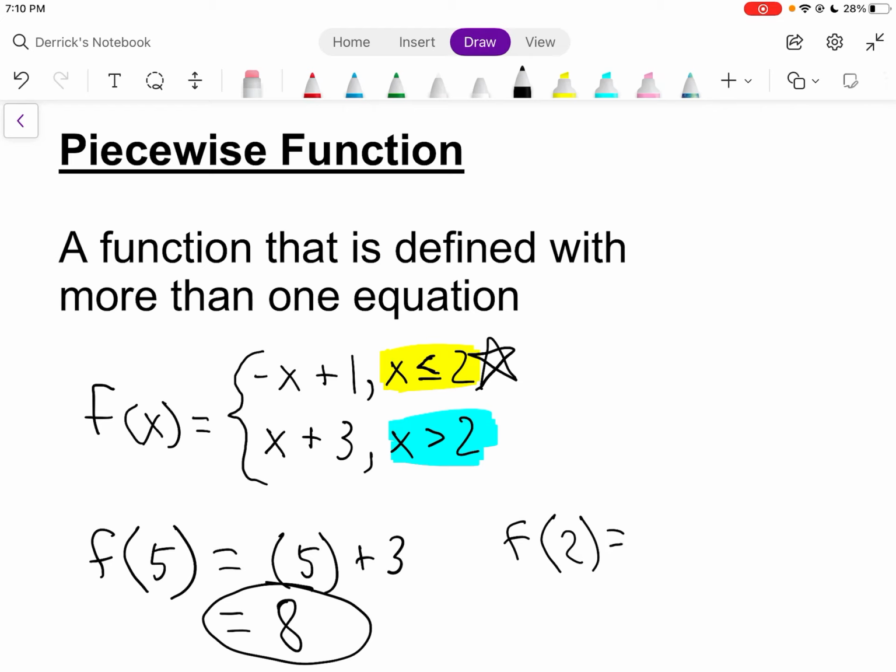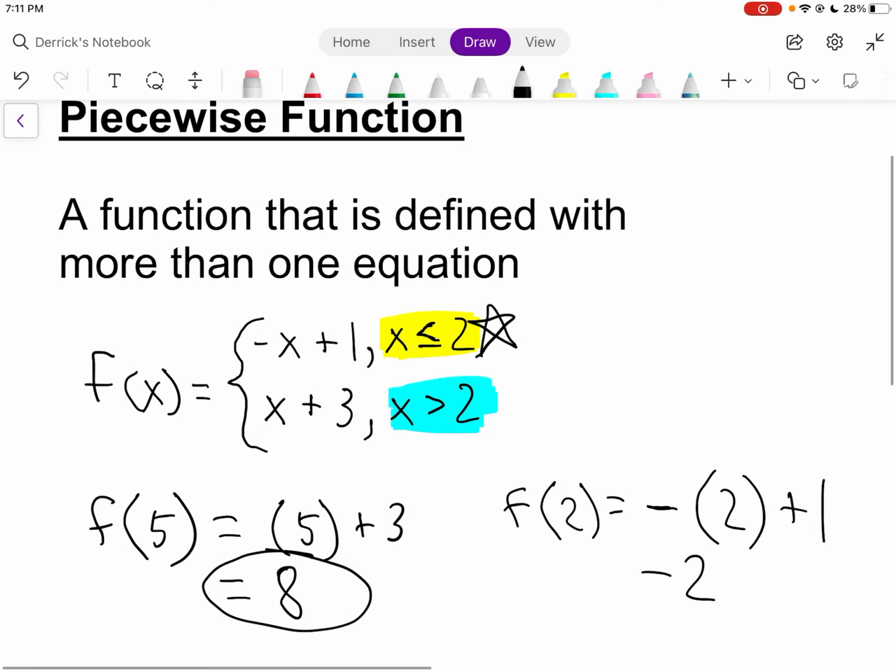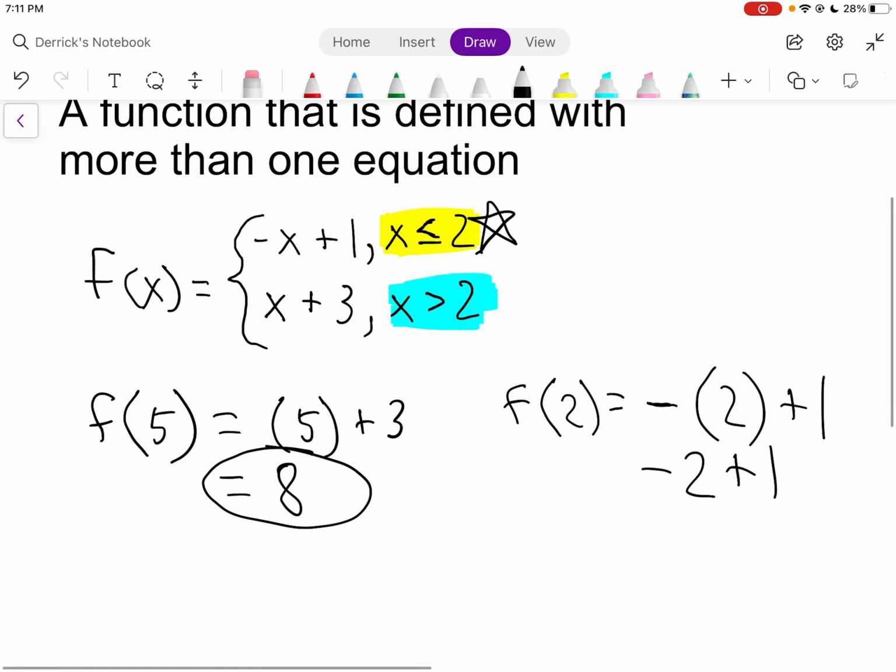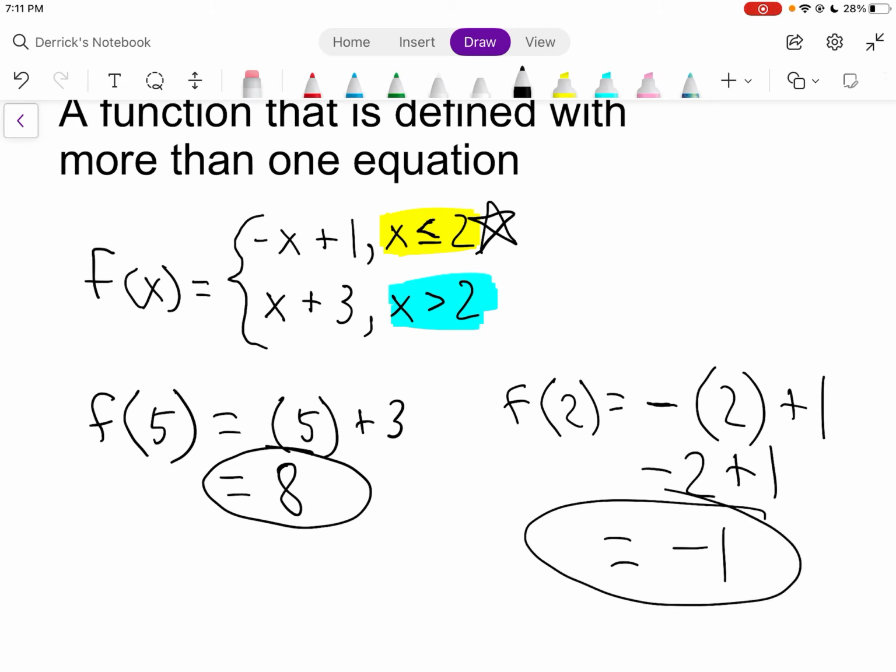And so if I plugged that in, there was already a negative in the function. Then I plug in 2 for x, and plus 1. Well, those parentheses really aren't necessary because it is just a negative 2. And negative 2 plus 1 would give us negative 1. So f of 2 is equal to negative 1.